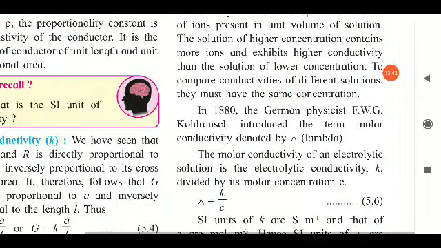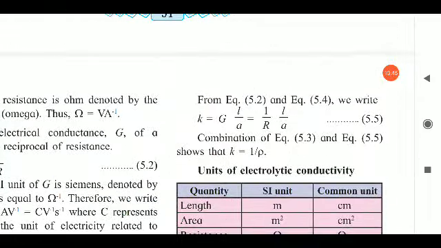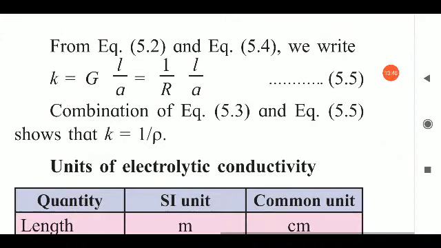Now students, if you look at the relation between equation 5.2 and equation 5.4, we can write K is equal to G into L upon A. As G we have taken 1 upon R, so again here I am putting the value of G as 1 upon R into L upon A. Now, combining equation 5.3 and 5.5, or you can observe both equations, you will get the value of K as 1 upon rho.